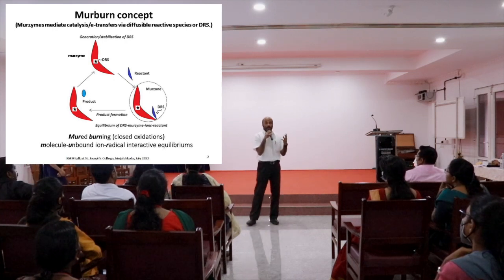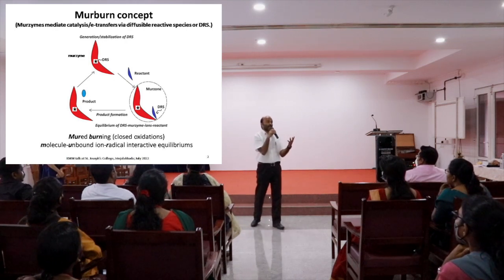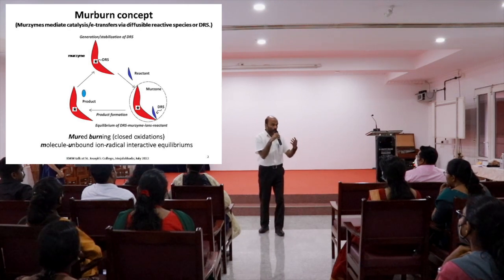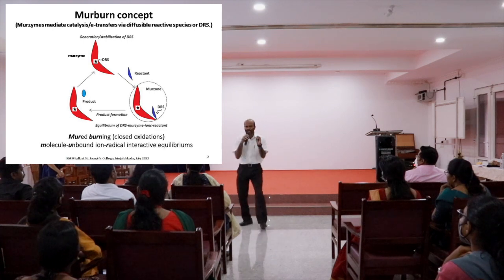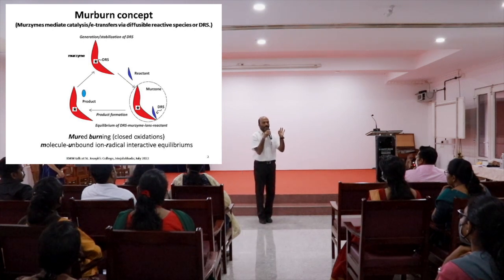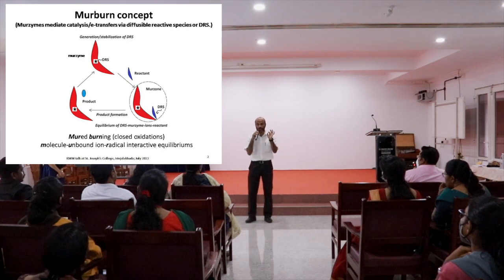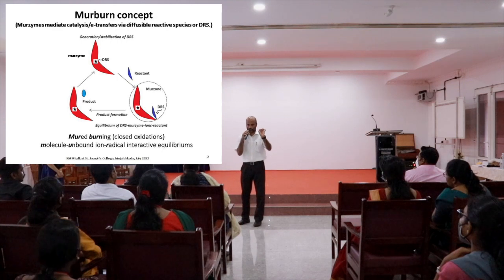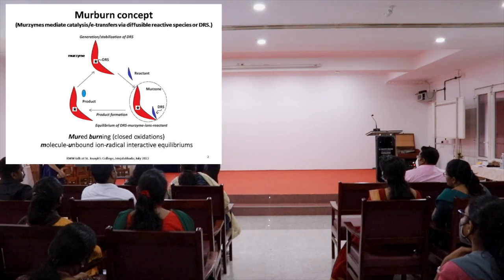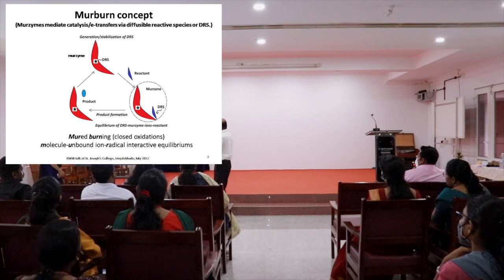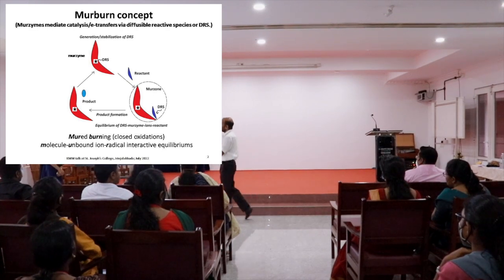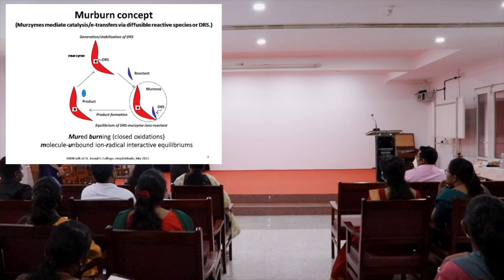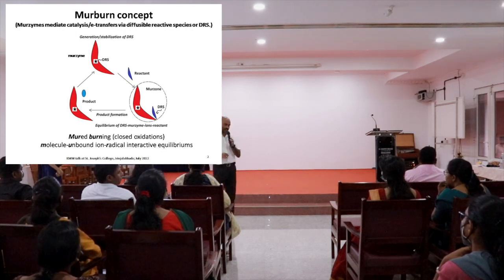So the Murburn concept. Many of you would know the concepts of enzymology, Fisher's lock and key, Koshland's induced fit, enzyme substrate binding. It's a very, very small twist to that concept, but nevertheless a very important one. So basically, you have the enzyme here, and then you have a diffusible reactive species.